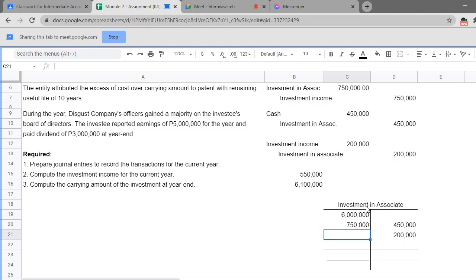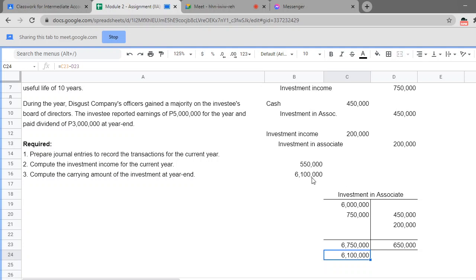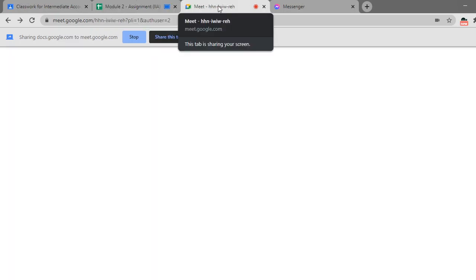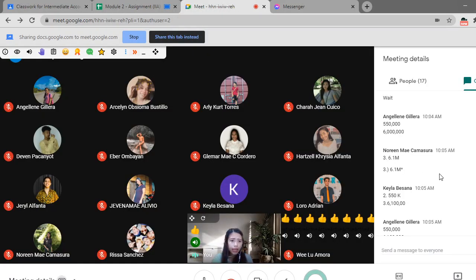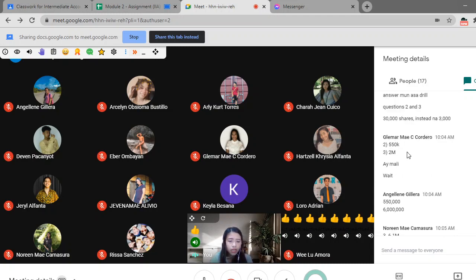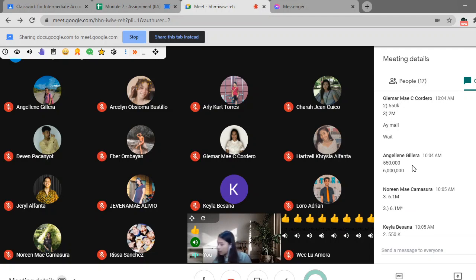And what else? Wala namang revaluation and etc. So you have 6,750 and you have 650 on your credit. Therefore, the net is 6.1, which is equal to the one that we computed using the journal entry. So you have 6.1 as your carrying amount of the investment. And for our drill, we have, since nakuha naman sana ni Glemar pero eliminated siya. So we have Miss Giliera who got the question number 2 na 550,000.